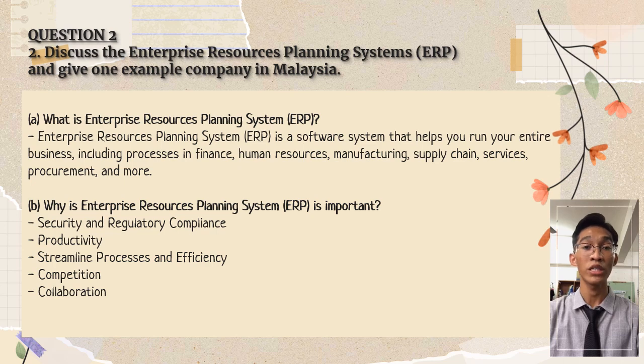Today I'm going to continue our presentation about Enterprise Resource Planning System, ERP. First of all, what is ERP? ERP is a software system that helps you run your entire business, including process and finance, human resource, manufacturing, supply chain, service, procurement, and more.